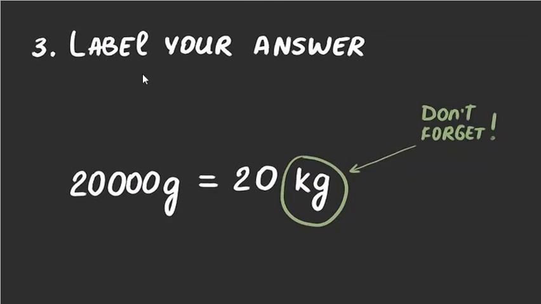Let's see how to label your answer. Don't forget this step, right? Labeling your answer with the proper units is important. If you are doing this conversion for school, you can lose points if you don't label. If you are doing it for something else, people may assume the wrong unit. In our case, we would label our answer with the label kilograms like this: 20,000 grams equals 20 kilograms. Don't forget this.